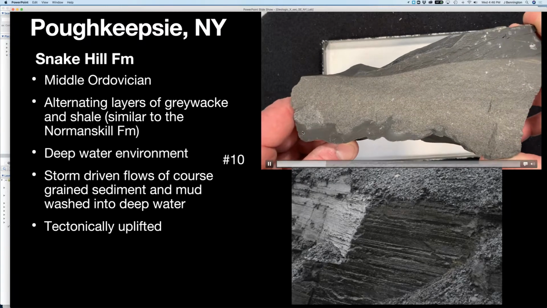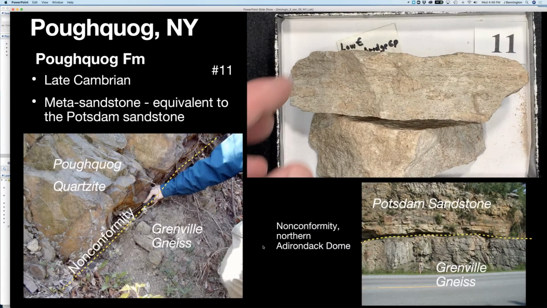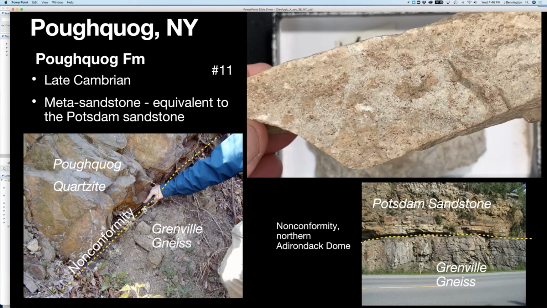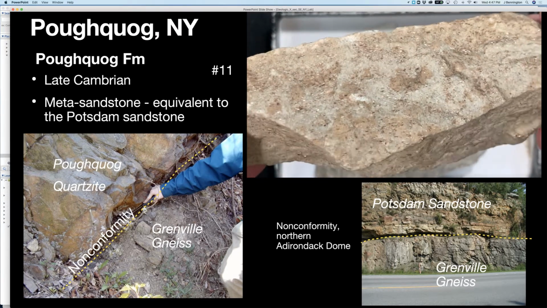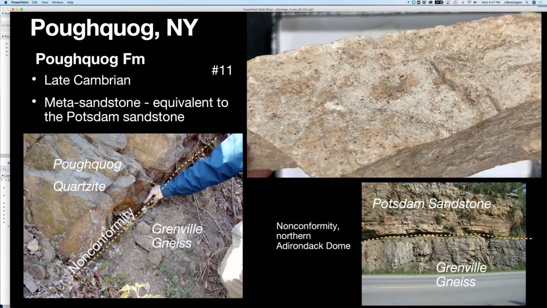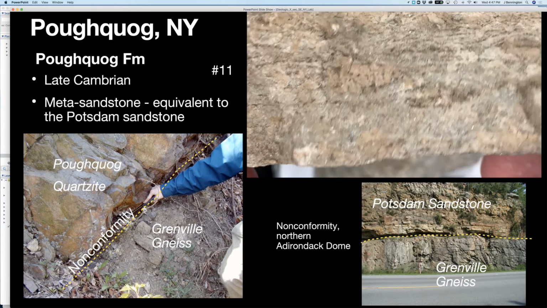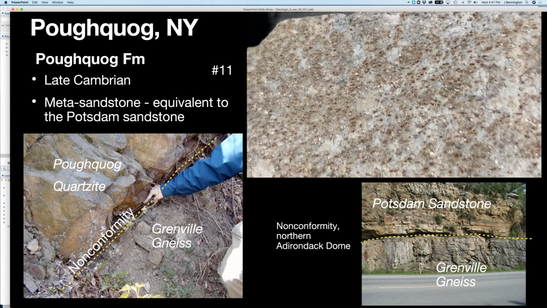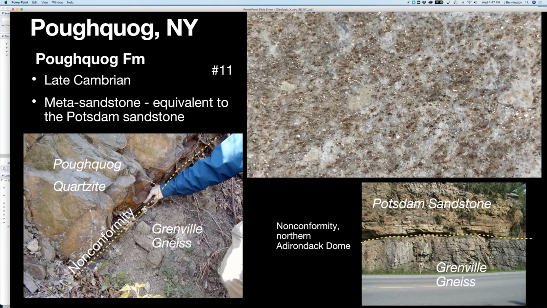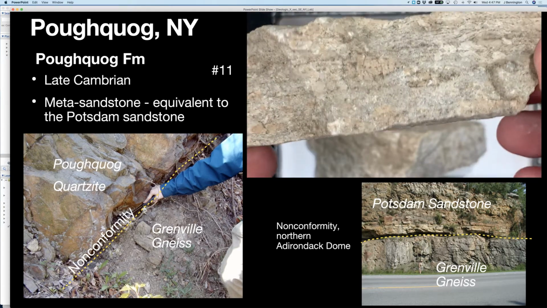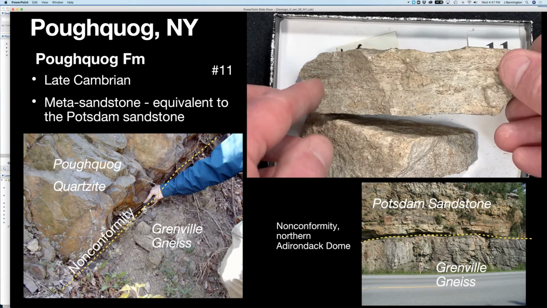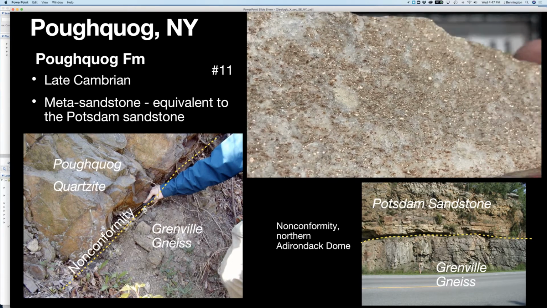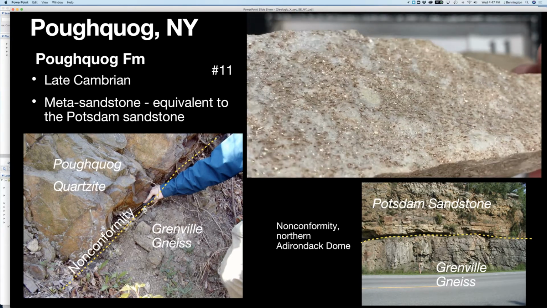Now, Poquog has a formation called the Poquog metasandstone. Right? What is that? What does that mean? Well, you have a rock that looks like a sandstone. It's got a lot of quartz in it, small grains, but it's also got minerals like pyrite and some mica that show you that this rock has been subjected to metamorphic conditions, metamorphic heat and pressure.